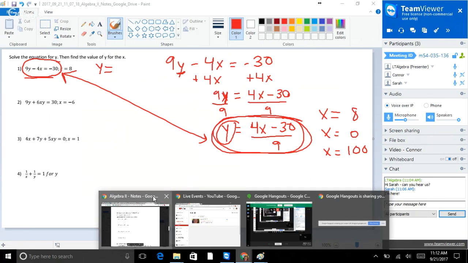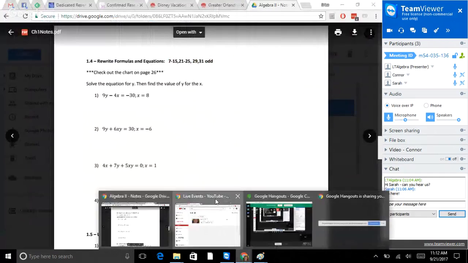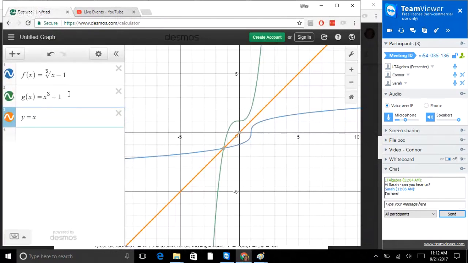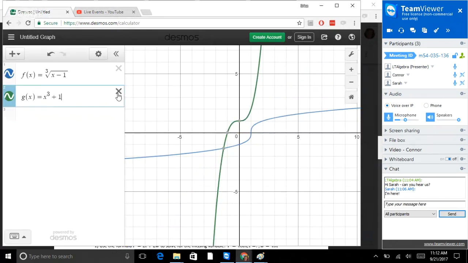Okay, so one of these has Desmos on them. Not that one. This one. There we go. All right. That was some pre-calc there.